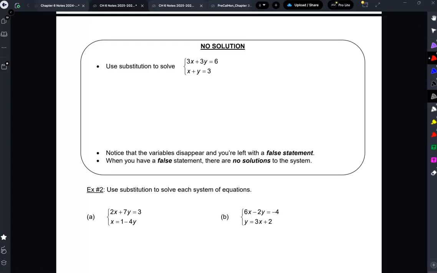So since this is not solved for us, none of them are solved, we're going to pick one to solve. I'm going to pick this bottom equation, because the coefficients are 1. So what do you guys want to solve for, the x or the y? X. Okay. So we're going to subtract y.